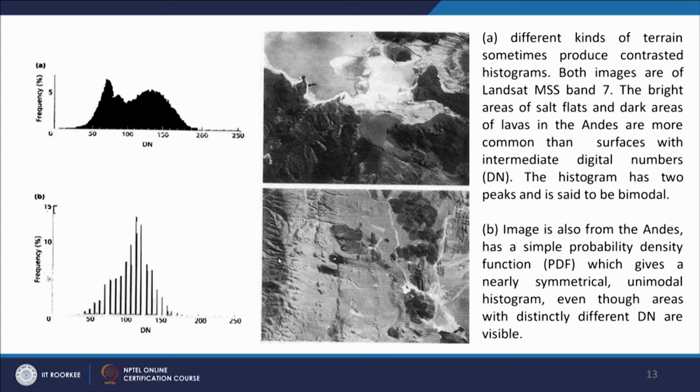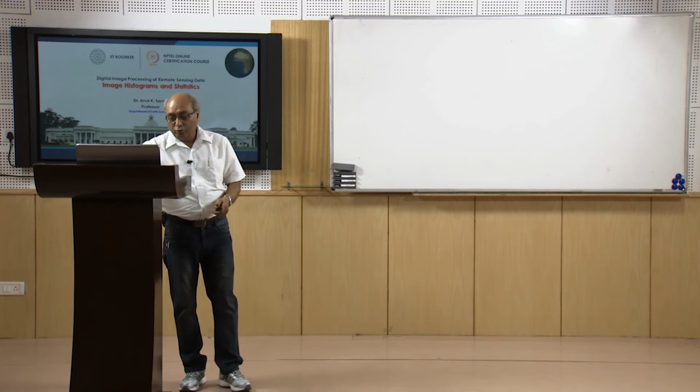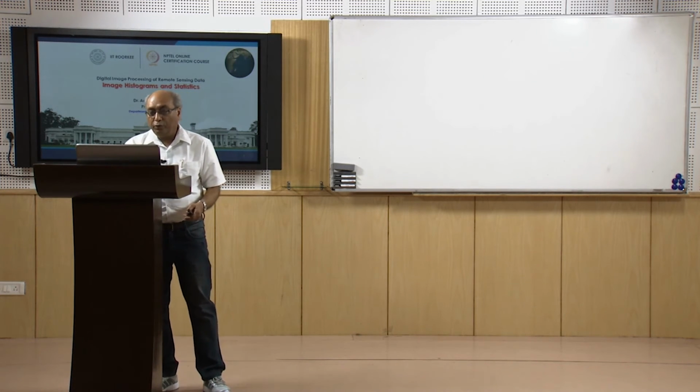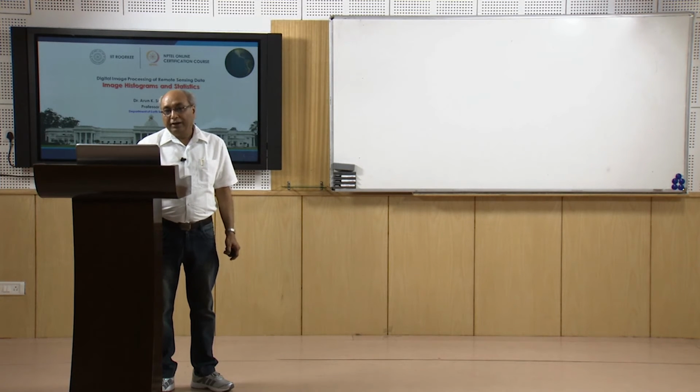So a histogram can tell a lot about an image, and it can also indicate what kind of image processing techniques would be required in this case. That is why it is important to understand it first before we go for any image enhancement techniques. Now, it is not only that you will be handling only a single band image in digital image processing. We go for multiple bands, because now people are talking not only about multispectral but hyperspectral remote sensing, where there are hundreds of bands.